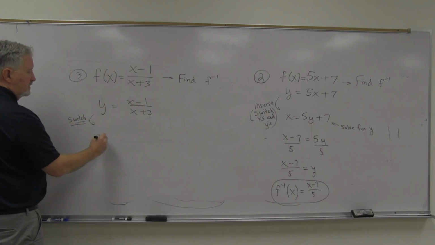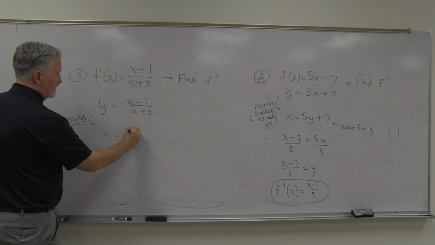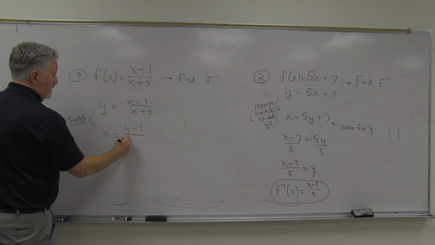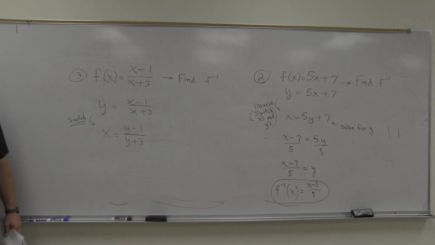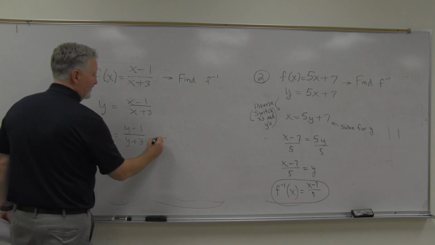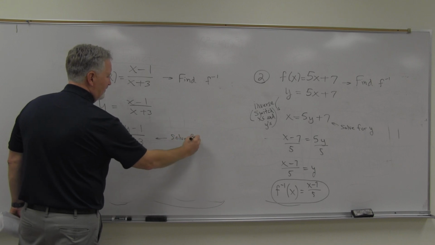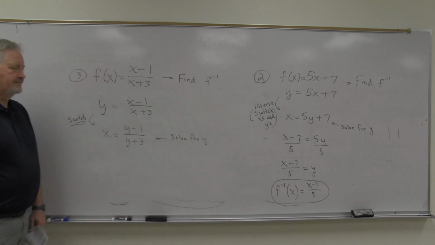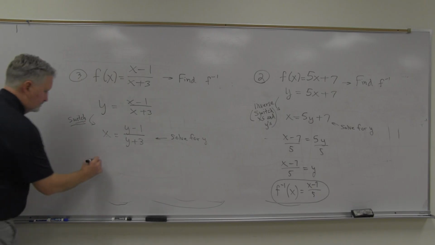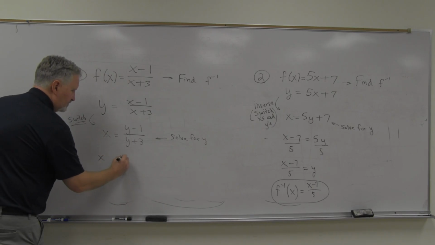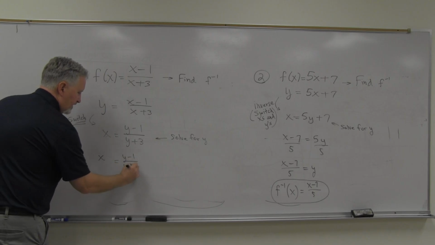Make the switch. X equals, now in this case we've got 2 x's, so it'll be y minus 1 over y plus 3. And in essence, that's the inverse. However, it's not quite in the form we need. I need to solve it for y. What would I do? Can you multiply both sides by y plus 3? Multiply both sides by y plus 3. I'm with you there.